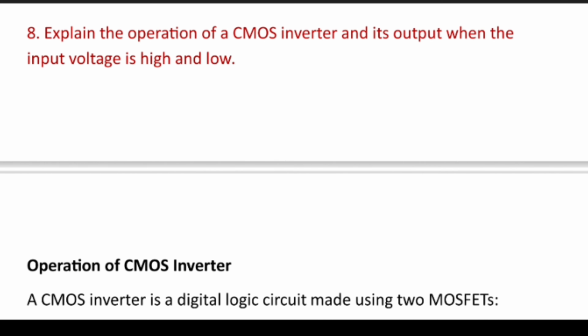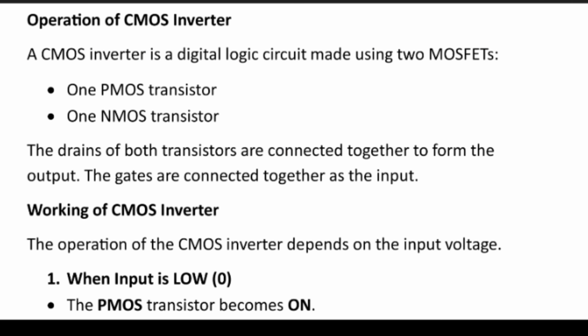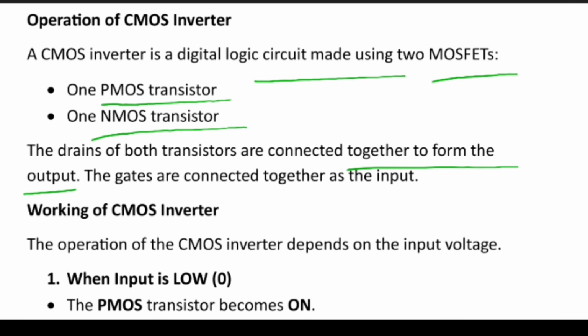Next, explain the operation of a CMOS inverter and its output when the input voltage is high or low. A CMOS inverter is a digital circuit made up of MOSFETs. It consists of one PMOS transistor and one NMOS transistor. The drains of the transistors are connected together to form the output, and the gates are connected together as the input.